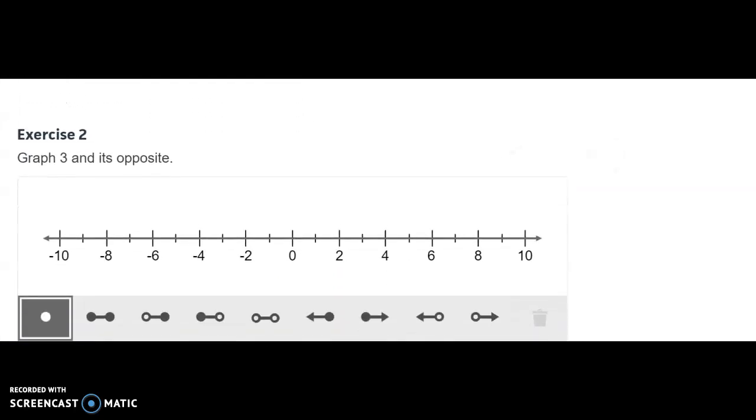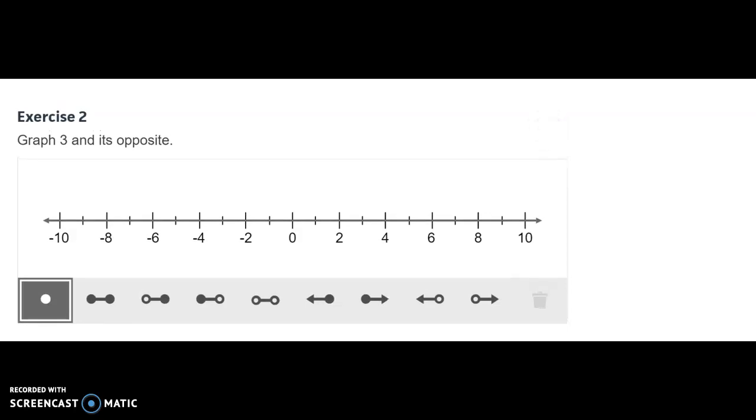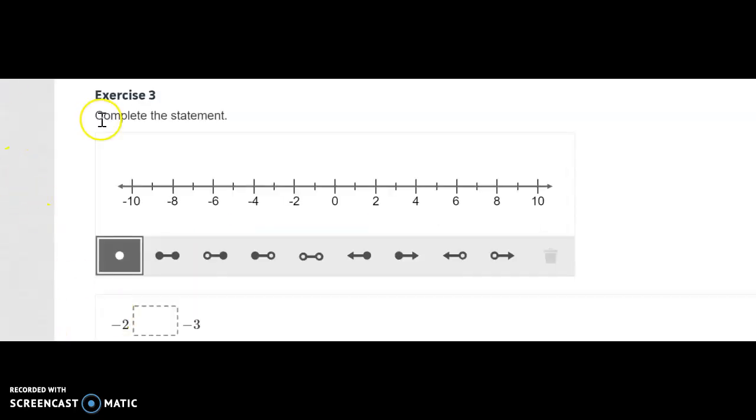Exercise 2 asks us to graph 3 and its opposite. So we're going to put our little 3 right here. And then we're going to find its opposite, and remember we're at the 0, 1, 2, and negative 3 will be its opposite.